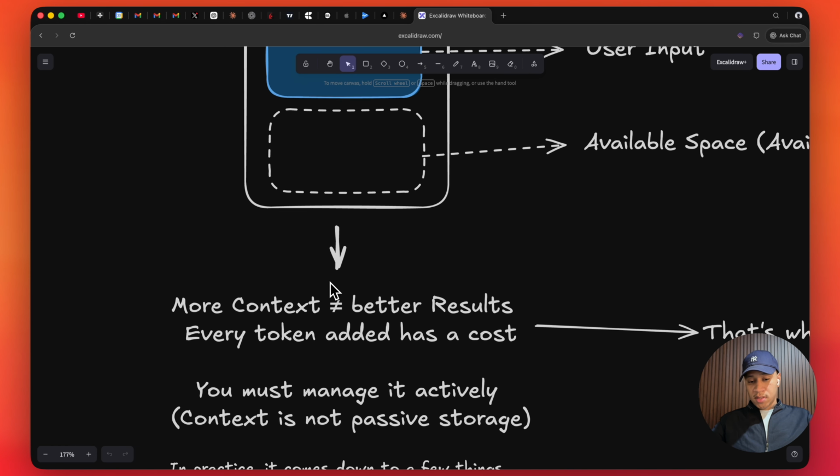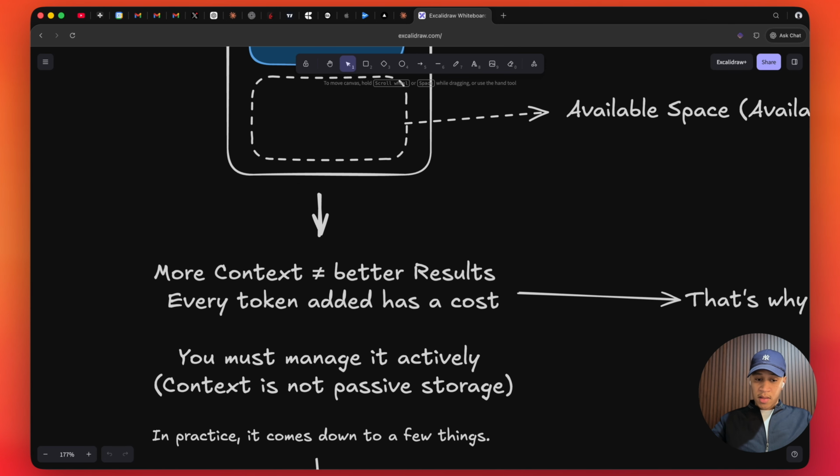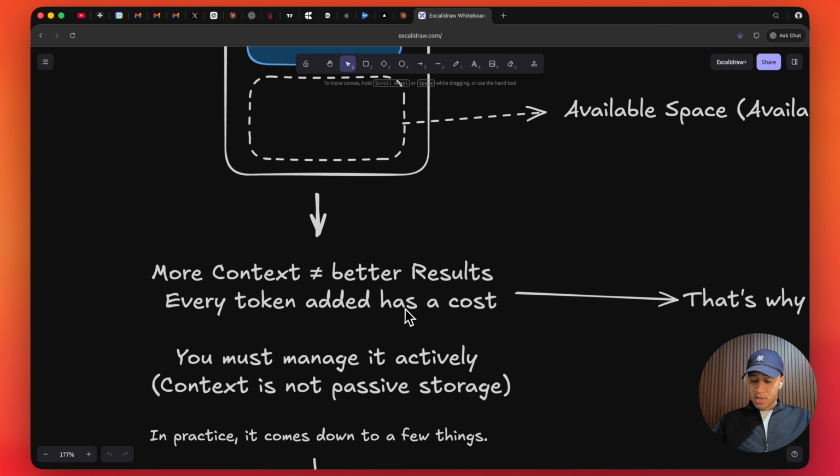The thing about context is that more context doesn't equal better results. If the quality of the context is noisy and not clear, it will confuse your agent and introduce issues in the results. And also, every token adds additional cost, both for performance and for your final bill for how much you are paying for the tokens.